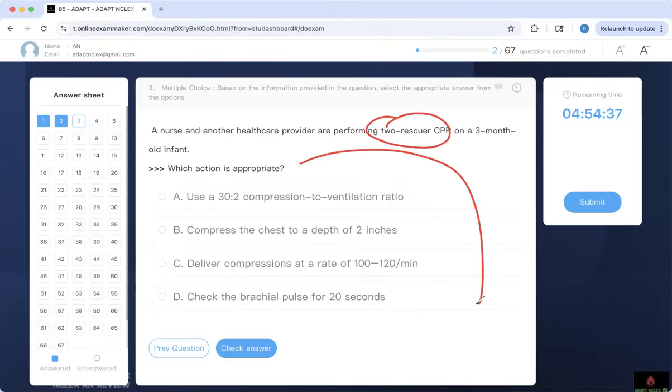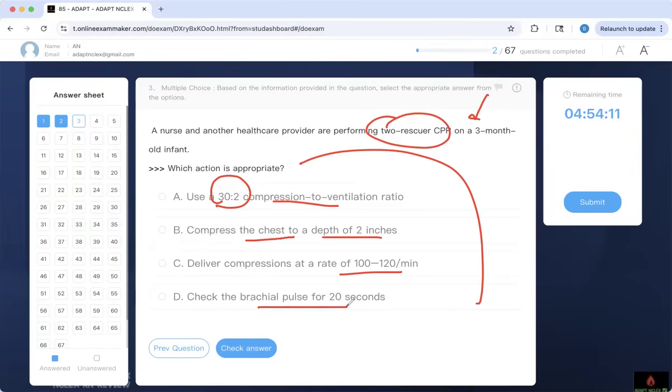Therefore, what do you know about CPR involving 2 people? That is the concept. 15 to 2 compression to ventilation rate. Compress the chest to what depth? 2 inches. Pay attention to the 3-month-old. Deliver compression at what rate? 100 to 120 per minute. And check the brachial pulse for 10 seconds.